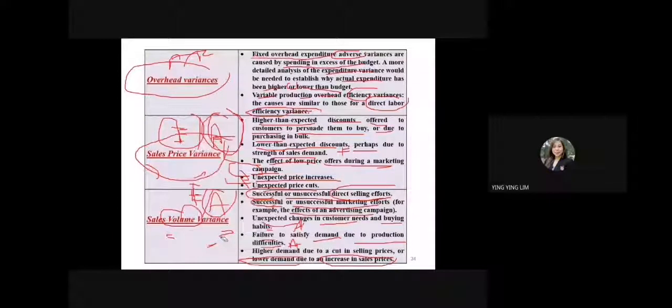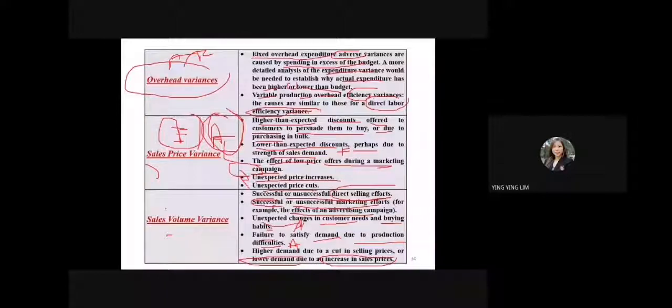So this one, they are linking your sales volume and your sales price here. Meaning to say your sales volume is showing adverse, and then your sales price here is showing as favorable. So it's opposite, meaning to say in actual, your selling price is higher. Yes, you sell more expensive. But when you sell more expensive, there is a drop in the sales here. There is a lower demand from the customers.